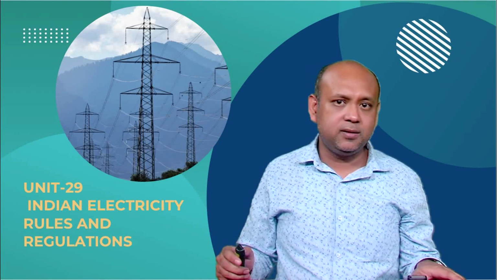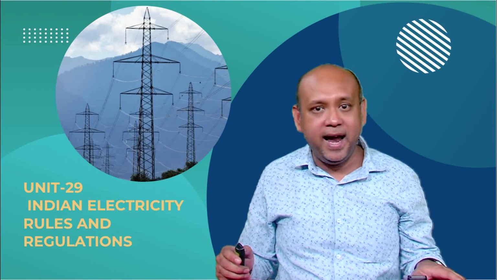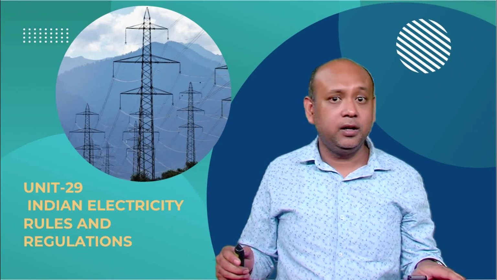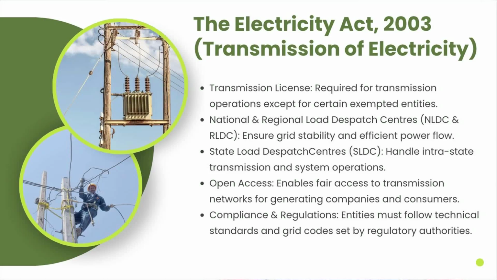Structured grid operations. The Act establishes a well-defined hierarchy of grid management. The National Load Dispatch Center, NLDC, oversees grid stability across the country. RLDC, or the Regional Load Dispatch Centers, coordinate power flow between different states. State Load Dispatch Centers, or SLDCs, manage intra-state transmission and ensure smooth operations at the state level.